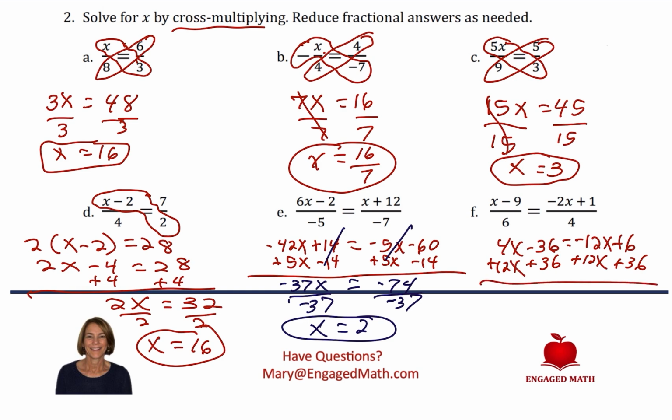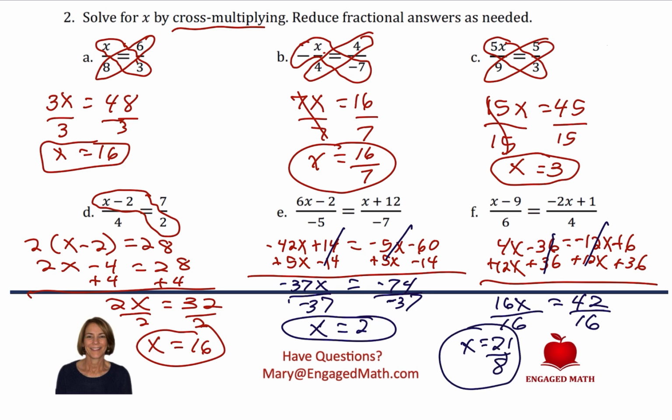All right, so now I'm going to change our color again so you can see what we have. So on the left, the 36s cancel. On the right, the 12x's cancel. So we now have 16x equals 6 plus 36, or 42. Divide both sides by 16, and we're going to get x equals, I'm going to just do it right over here. I know it's getting a little squished there. x equals 21 over 8. I just reduced 42 over 16 to 21 over 8, and we're done.